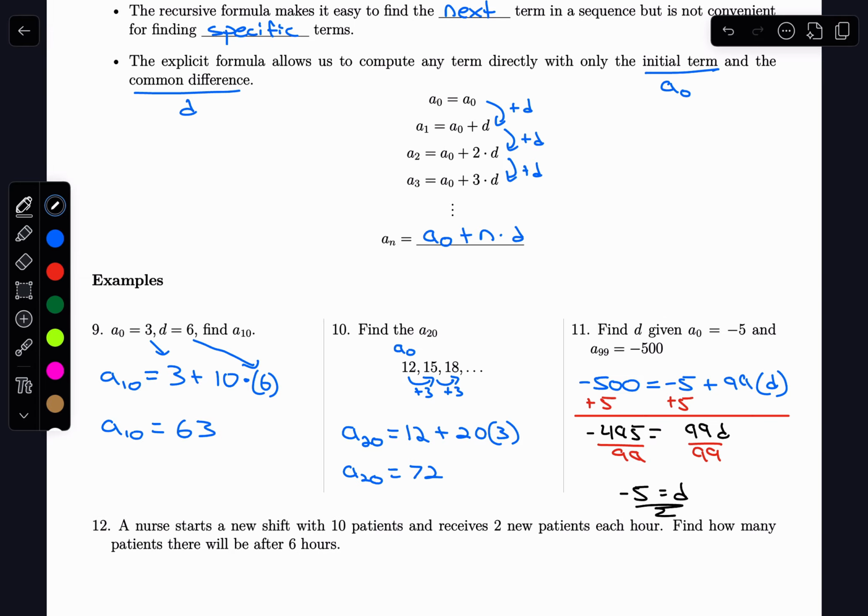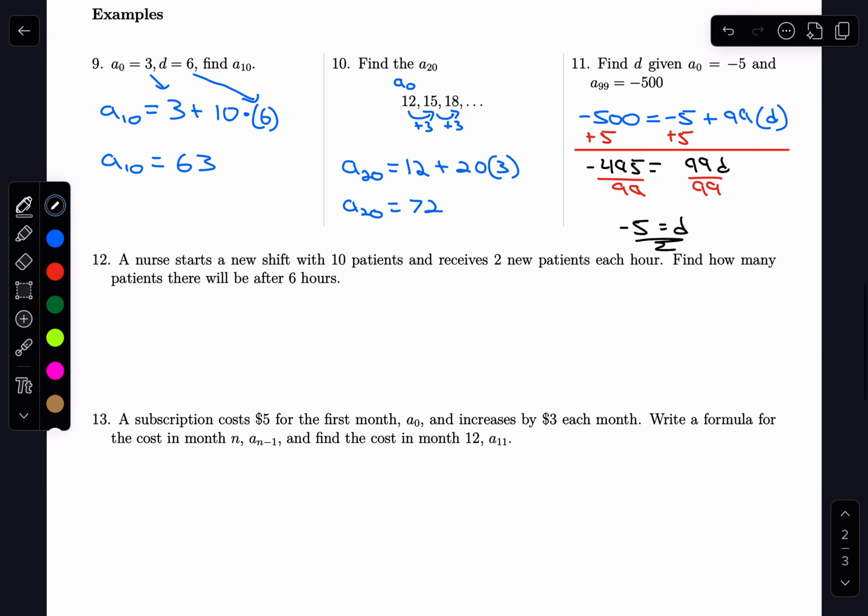All right, now let's put this to a couple applications. Number 12, a nurse starts a new shift with 10 patients and receives 2 new patients each hour. Find how many patients there will be after 6 hours. So first we're going to just draw it out and do this kind of the hard way, so to speak, and then we'll use the formulas to show that we did it correctly.